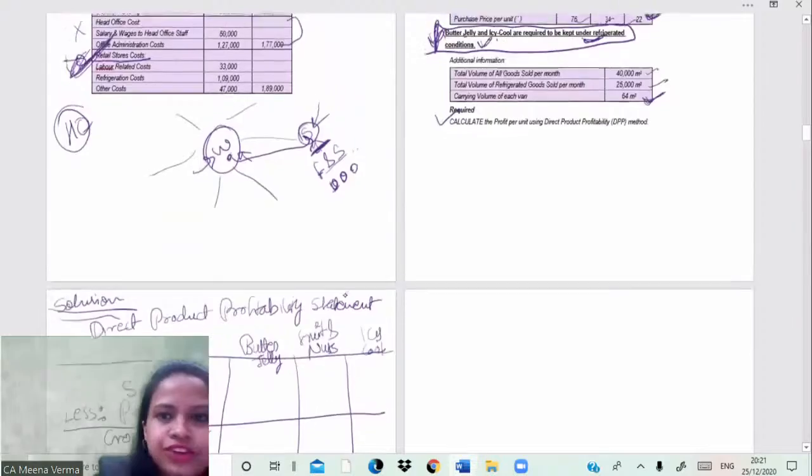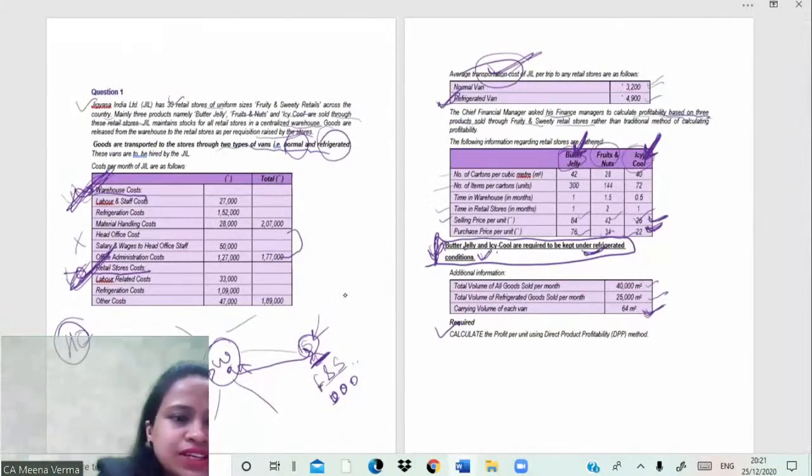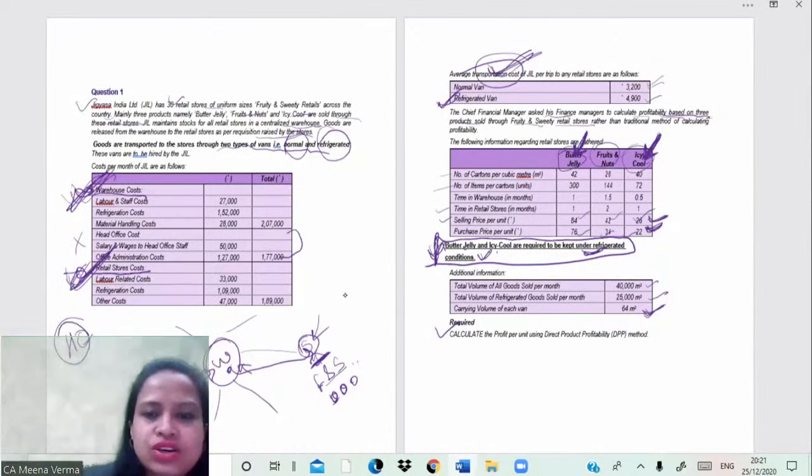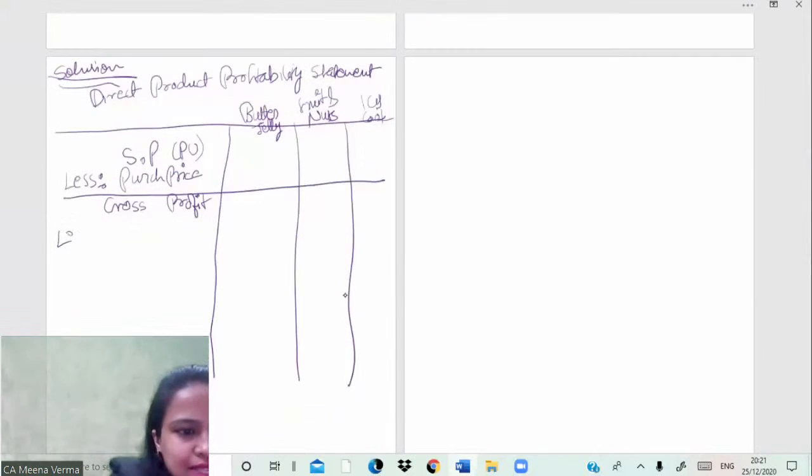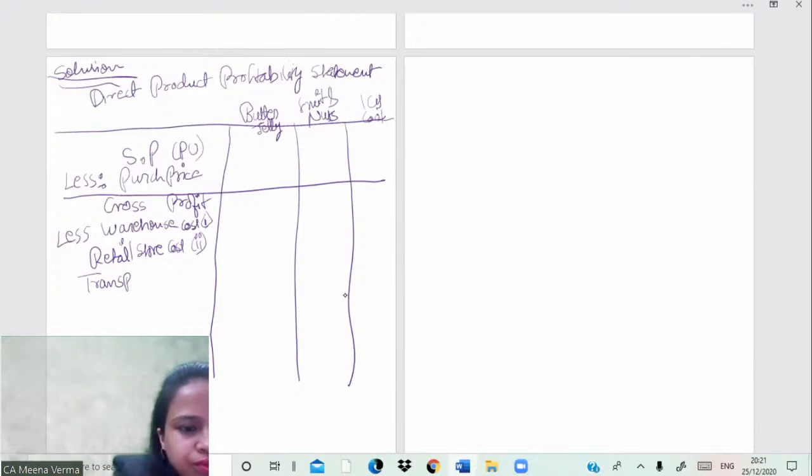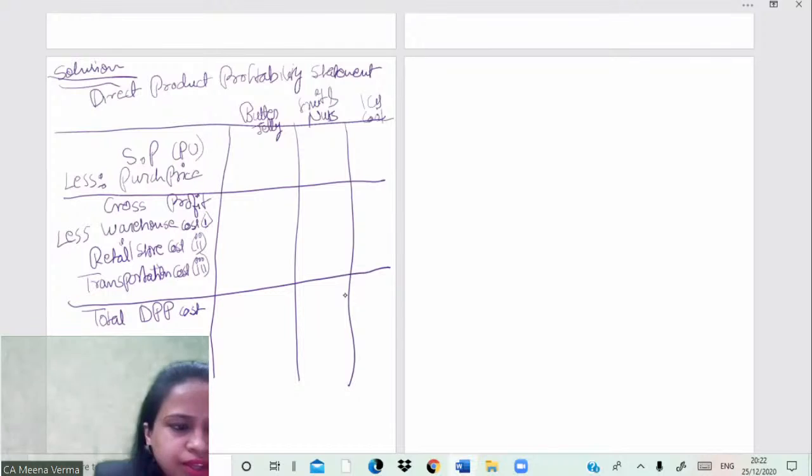Gross profit. Now after this, as we have already discussed, we have 3 costs. One is the warehouse cost, another is the retail store cost, and another is the transportation cost. These 3 costs we have to calculate. Less, we first consider the warehouse cost, for which we will make working note 1, then the retail store cost, working note 2, and then the transportation cost, working note 3. After considering them, you will get the total direct product profitability cost.